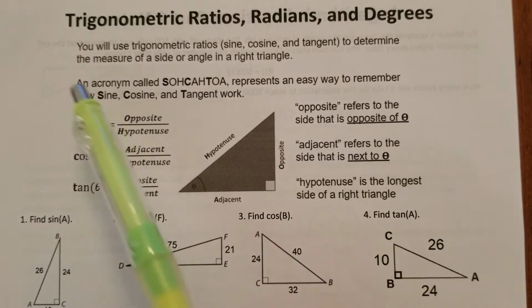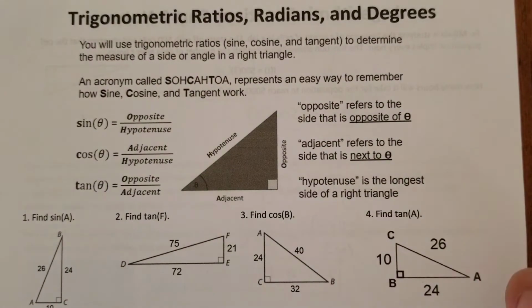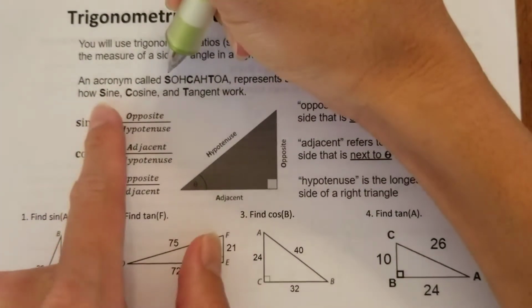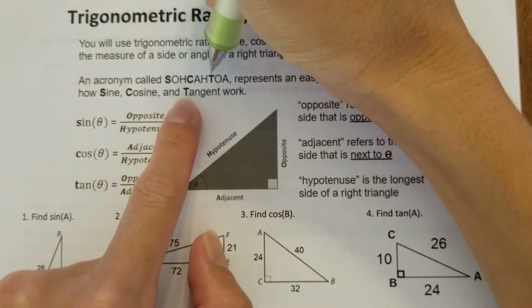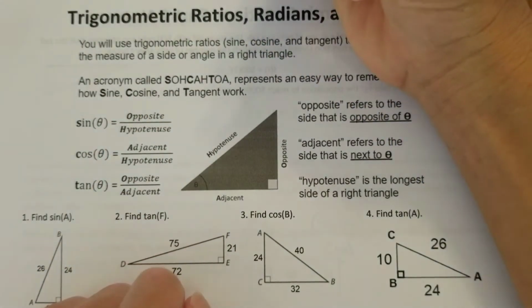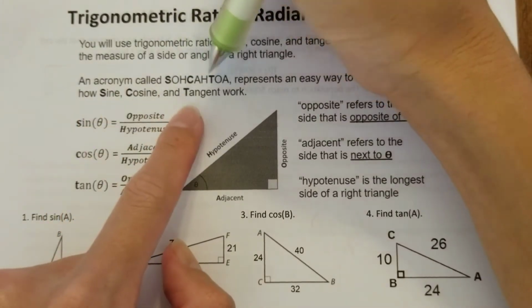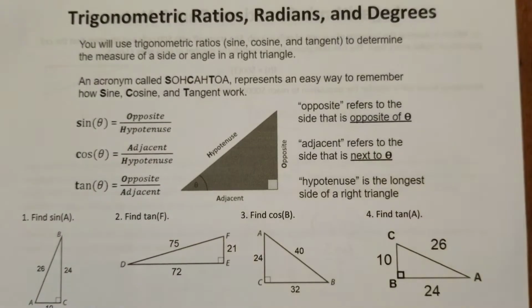There's an acronym called SOHCAHTOA. That represents an easy way to remember how sine, cosine, and tangent work.